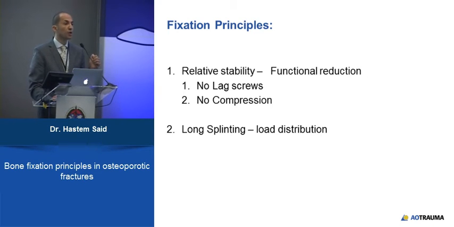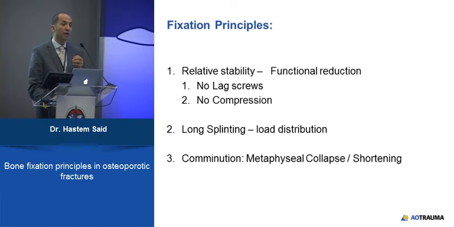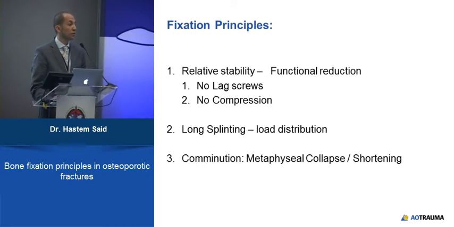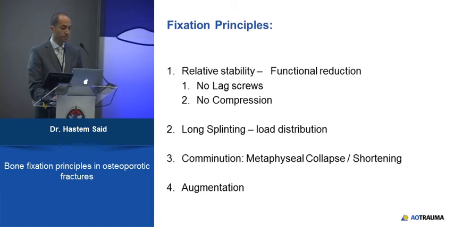We always want to go for long splinting. You want to do a low screw distribution and get a high lever arm, moment arm, to hold the bone. And when you have comminution, you may think of shortening or impaction of the comminuted area. That will give you a more stable construct and will give you more bone mass in that area. And finally, you've just heard about augmentation and the benefits of that.